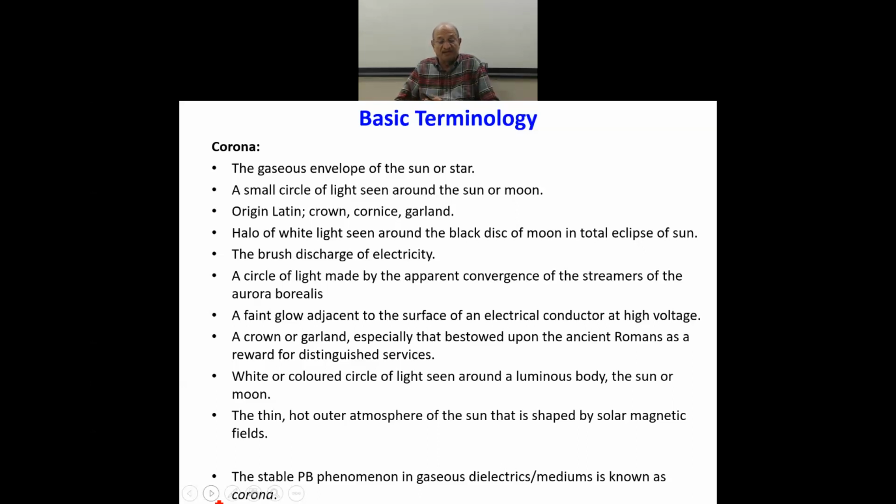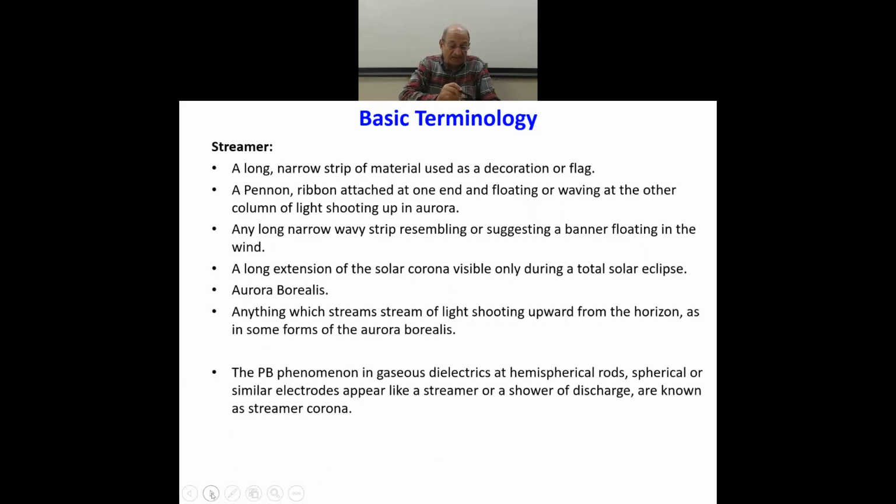That does not exist in metal. It exists only in the dielectric. So when the electric field intensity in a gaseous dielectric is very high, the gaseous dielectric begins to lose its insulating properties at the tip of the electrode where the field intensity is very high, and partial breakdown activity takes place.